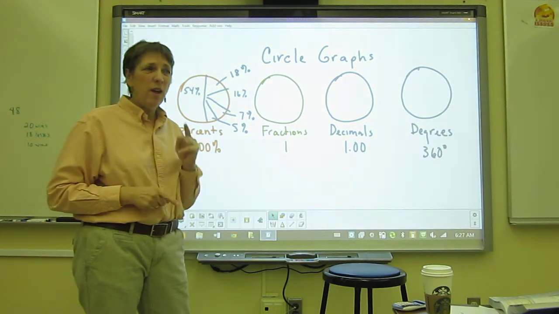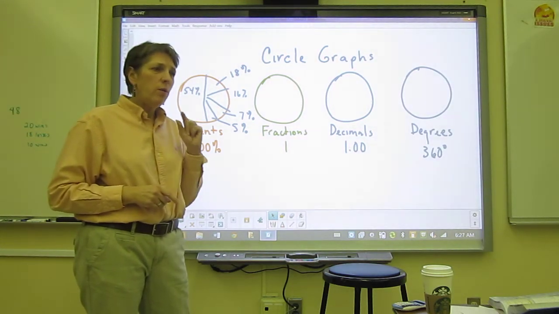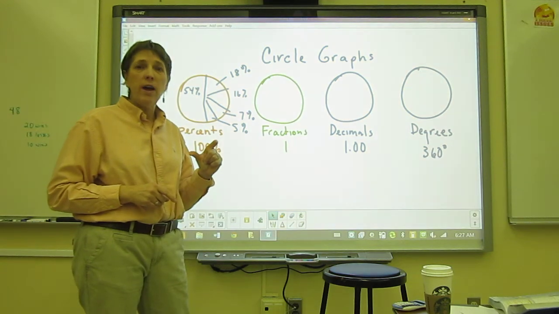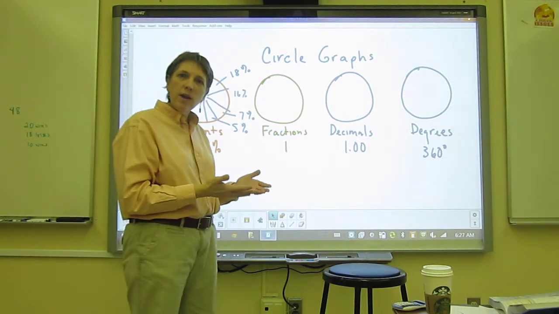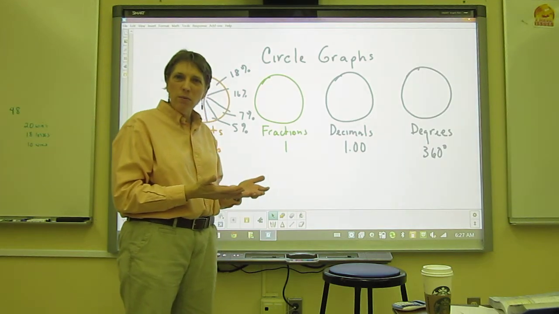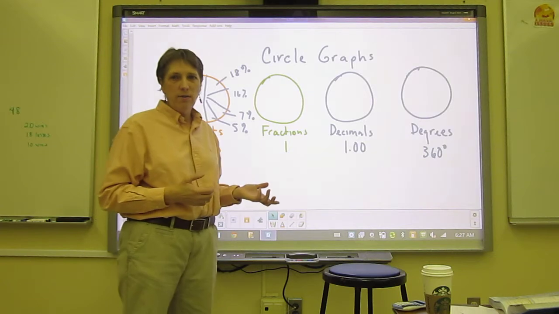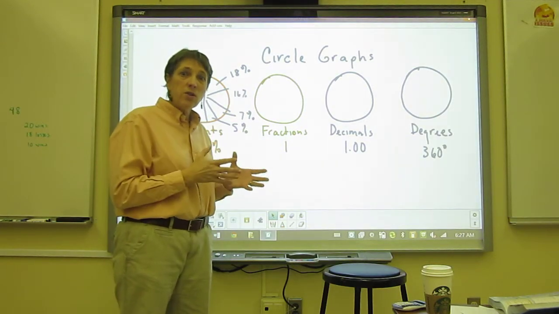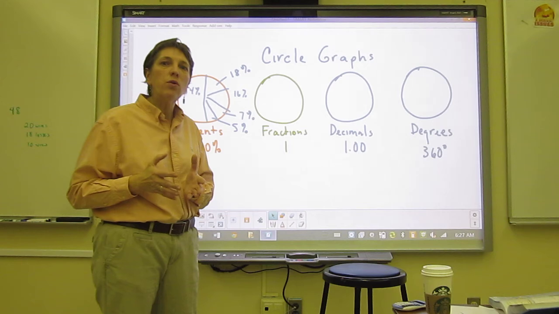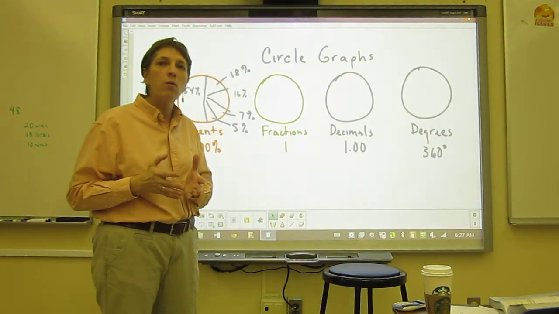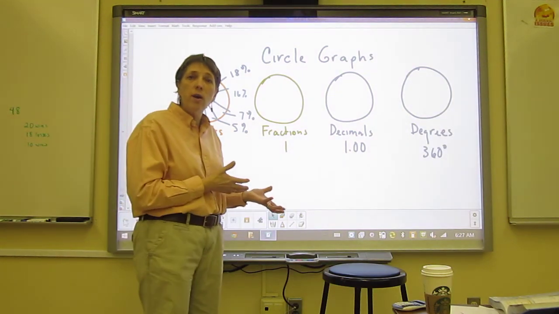for your survey. Remember, in a Venn diagram, we would have the total number of people surveyed, but we would have more answers than the total number of people surveyed. And that's why we had to use a Venn diagram. With the circle graph, your answers have to match the total number of people in the survey, or whatever you're counting, or whatever you're trying to graph.